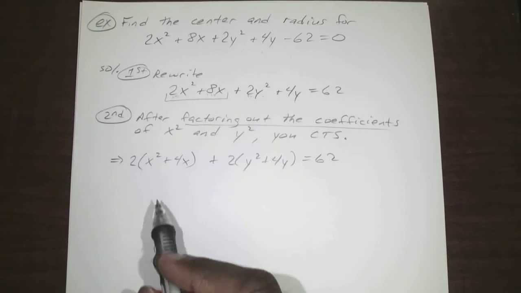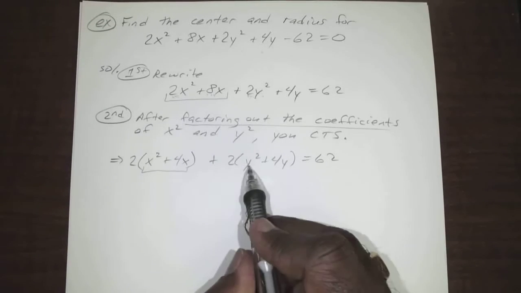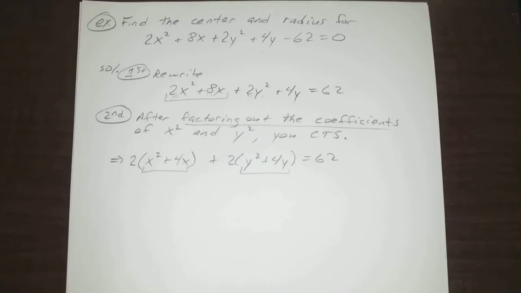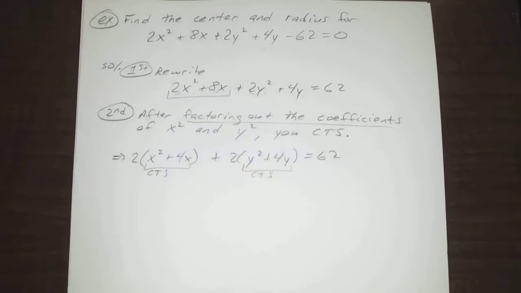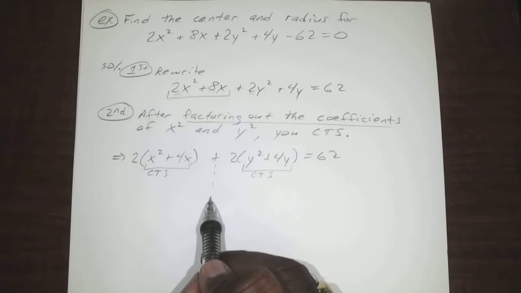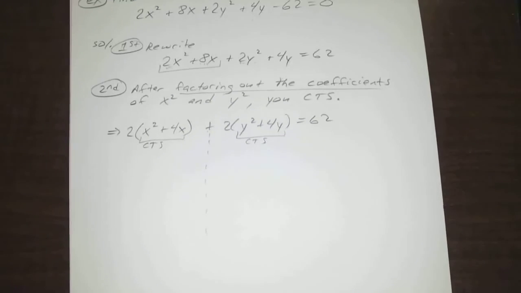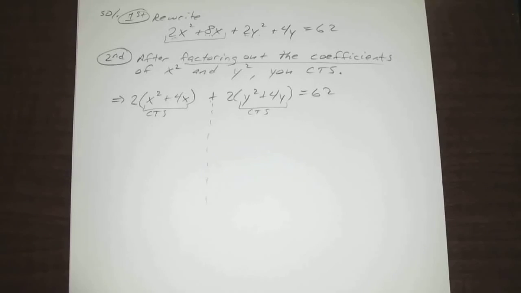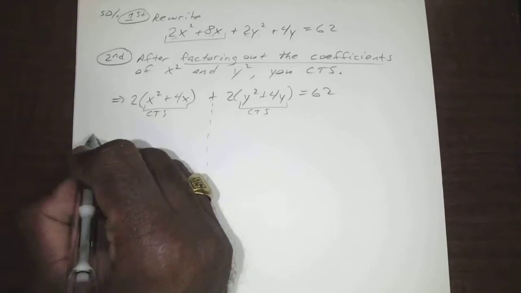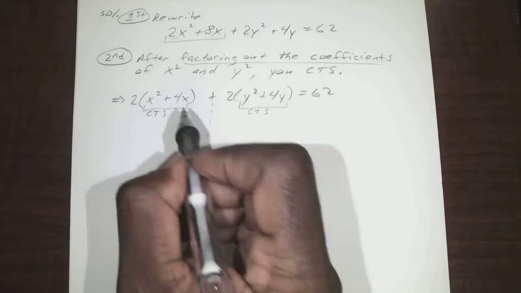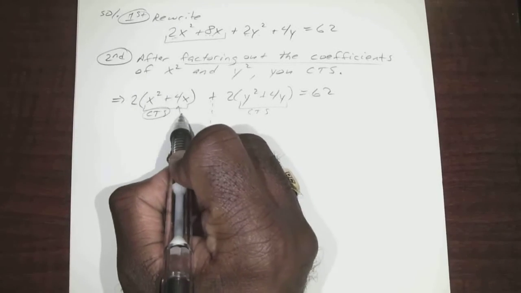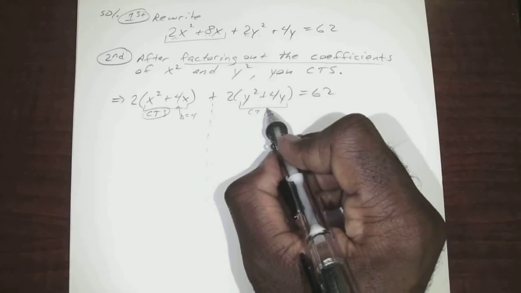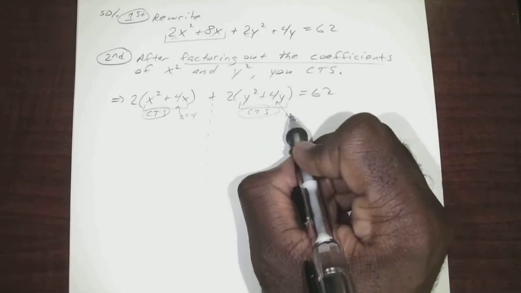Okay, so now we apply completing the square to those sections there. Okay, so if we draw like a little divider, remember our completing the square, for that one, a is equal to 1, b is equal to 4. And for this one, b is equal to 4.